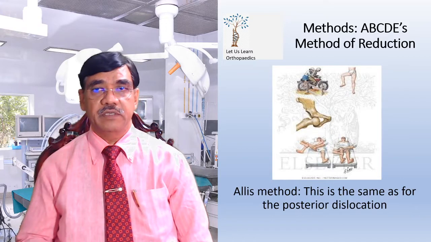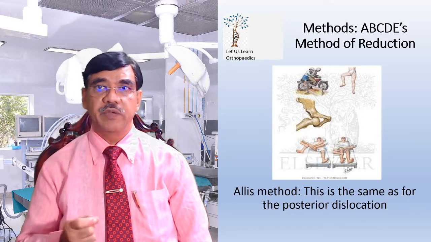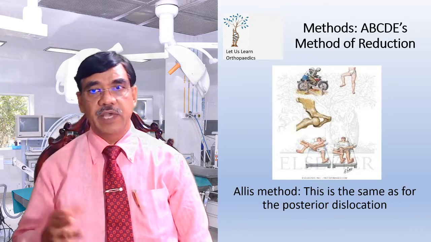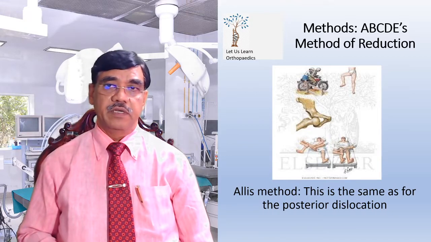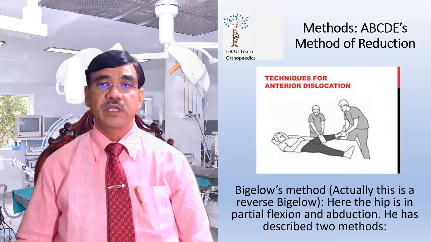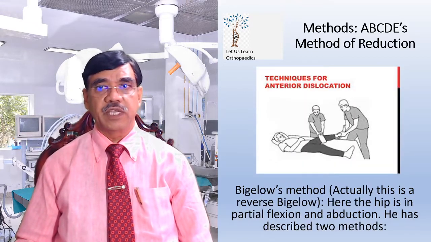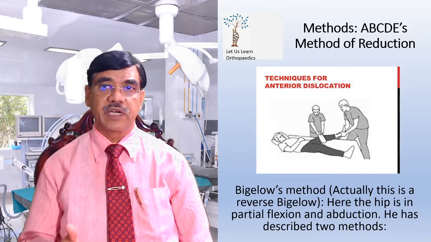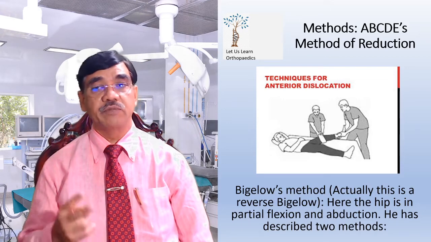Now again, the various methods can be remembered using the mnemonic ABCDEs. A stands for Allis method. This is the same as what we have described for the posterior dislocation. B stands for Bigelow's method. Actually, this is the reverse Bigelow. Here the hip is in partial flexion and abduction. And here two methods are described.